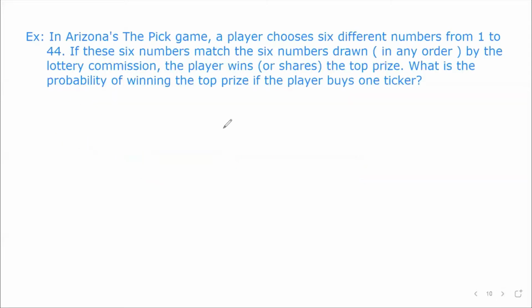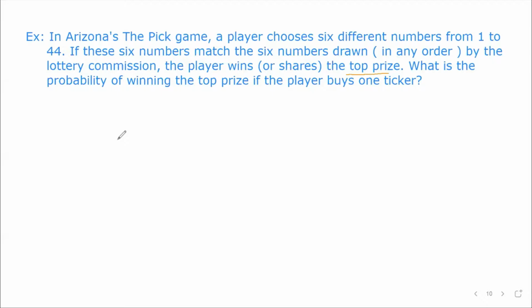Okay, the next one. In Arizona, the Pick game, the player chooses 6 different numbers from 1 to 44. If these 6 numbers match the 6 numbers drawn in any order by the lottery commission, the player wins or shares the top prize. What is the probability of winning the top prize if the player buys only 1 ticket?